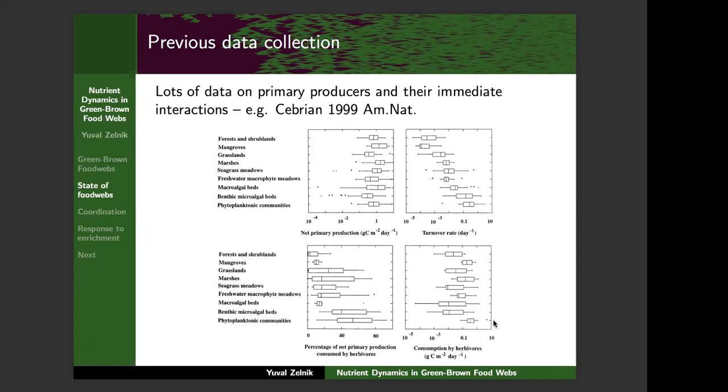For example, a very nice paper by Serbian in 1999 in AMNAT shows, for a large range of different ecosystem types, various properties, including net primary production, turnover rate, and a whole lot of things. But they are mainly focused on primary producers, such as plants or phytoplankton, and their production, their herbivory, how much of them gets eaten by herbivores, how much of them gets recycled into detritus, and so forth. But not so much what happens in the food web above, and not so much what happens in the inorganic nutrients like nitrogen. But nonetheless, it's quite a very good source that I found.